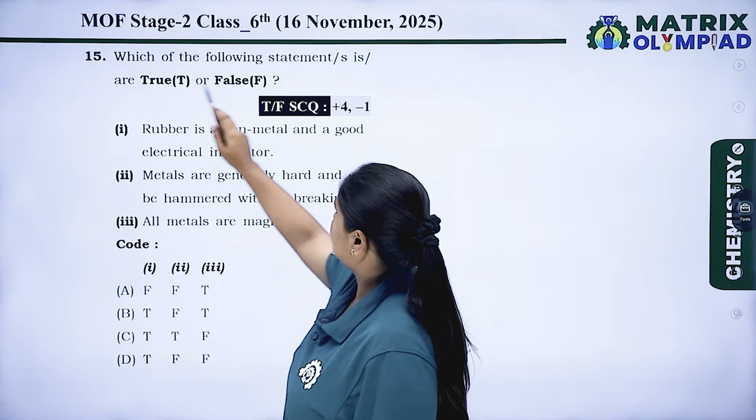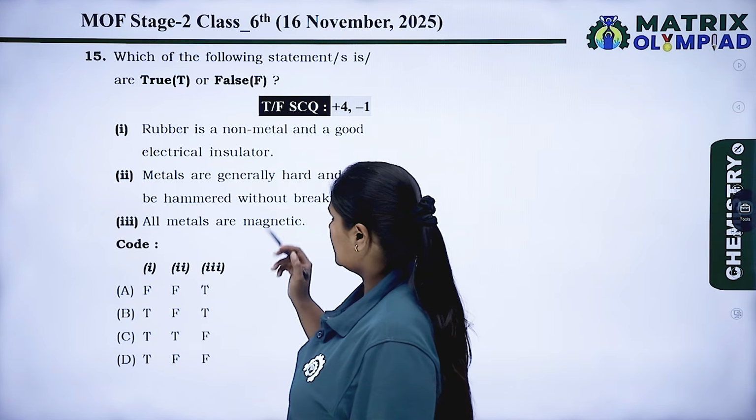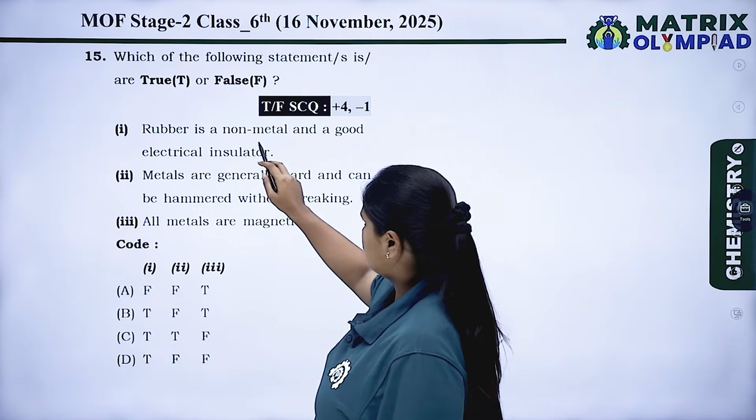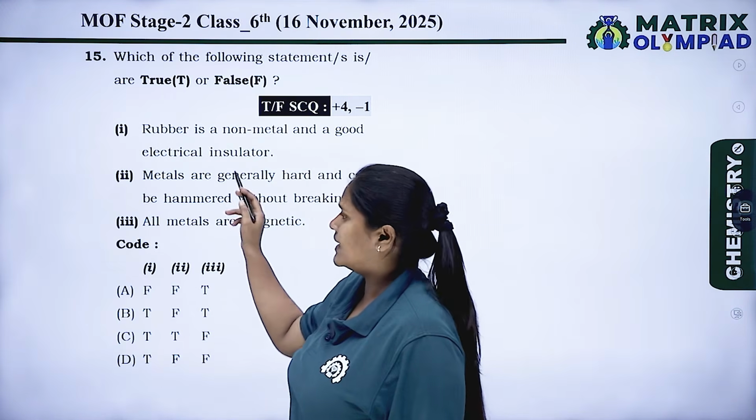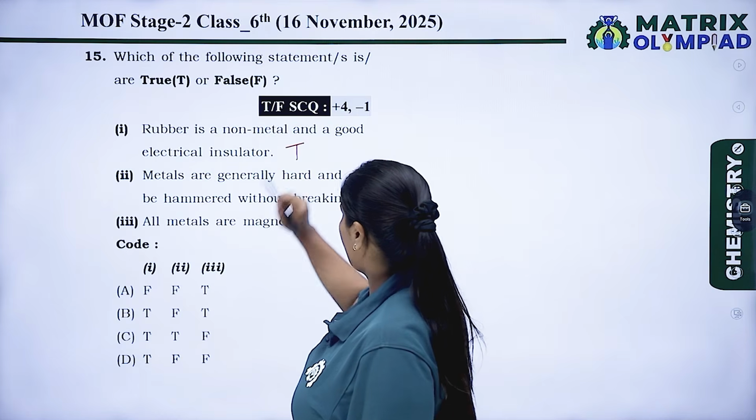Which of the following statements are true or false? So we have 3 statements. We have to check which is true, which is false. So rubber is a non-metal, yes, and a good electric insulator. So this statement is true.